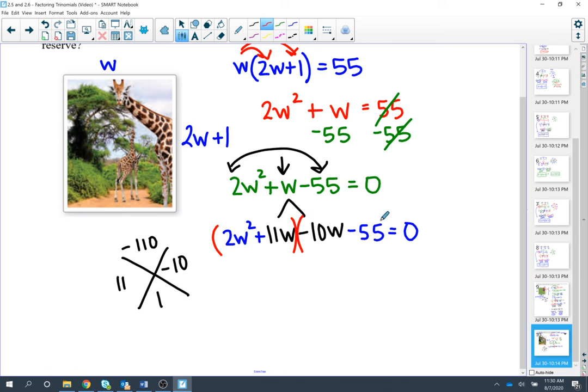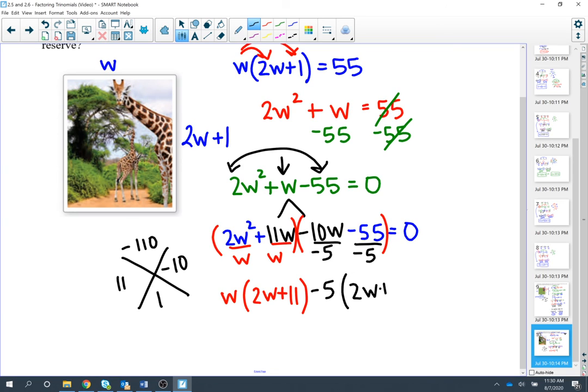Grouping. First two, w. Record your w. Left over, 2w plus 11. Second two, negative 5. Record your negative 5. And then 2w plus 11.